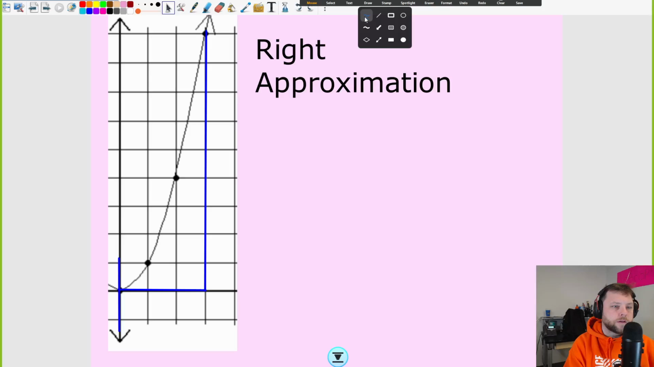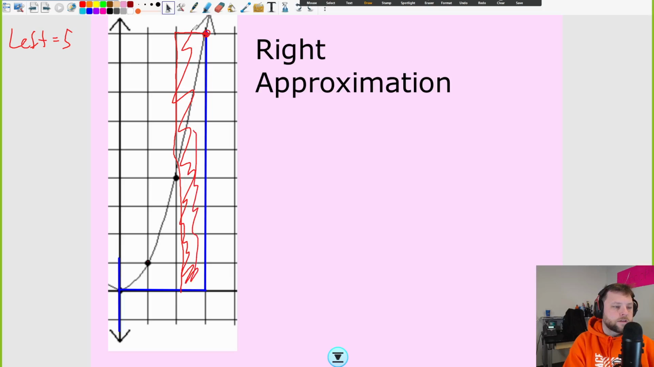So I'm actually going to keep this. Left was 5. Let's try a right-hand approximation. So I'm going to start on the right-hand side. Moving on down, perfectly straight. And then my next block, I'm going to start here. Going to make a perfectly straight rectangle. And then my last one, I'm going to start it right here and make that rectangle.